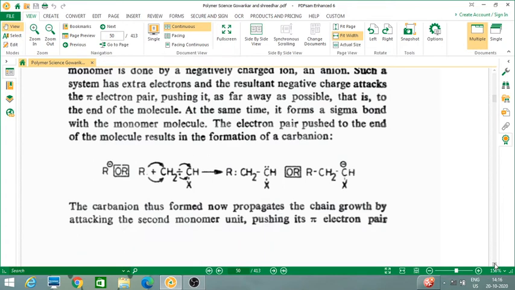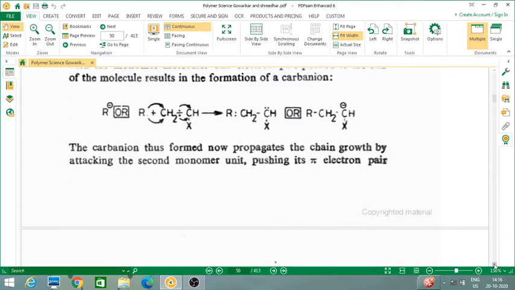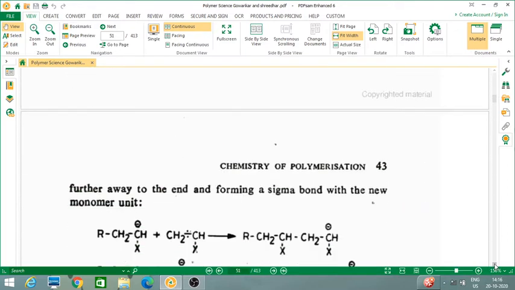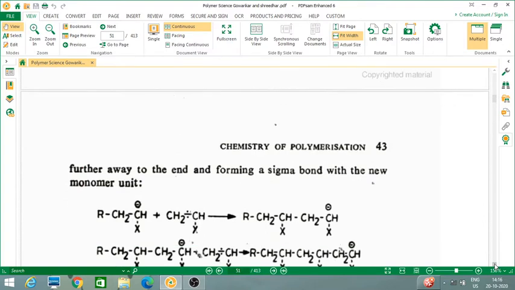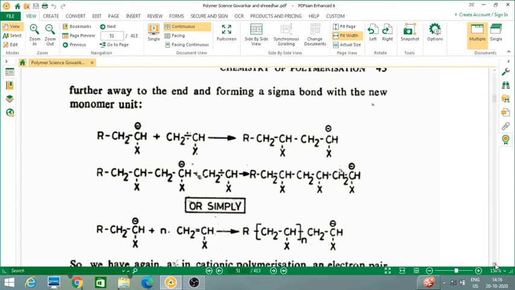The carbanion thus formed now propagates the chain growth by attacking a second monomer unit, pushing the pi electron pair farther to the end and forming a sigma bond with the new monomer unit, like this. Same thing is happening, displacement of the pi electron pair as a whole. From here it goes to here, opposite to the direction of the growing chain, and this carbanion goes in the direction of the growing chain. So again added, and they are simply continuing. Therefore, lastly we have represented it n times. There are n number of repeating units.